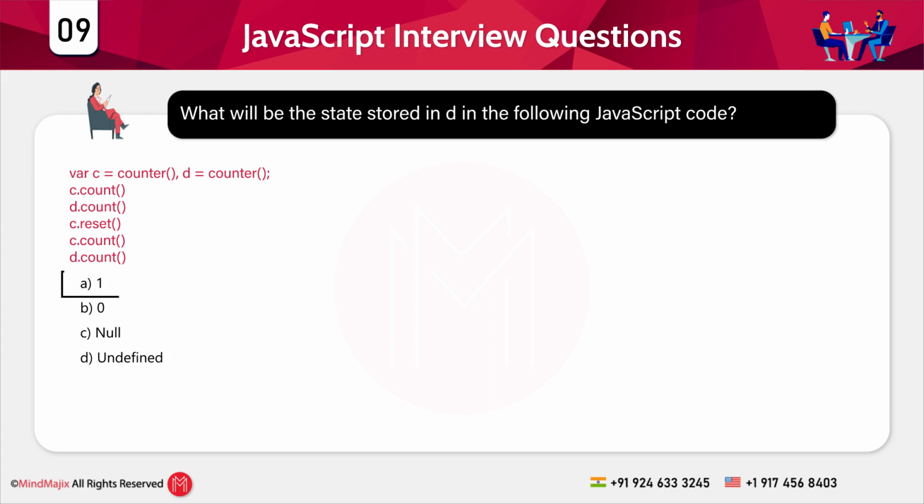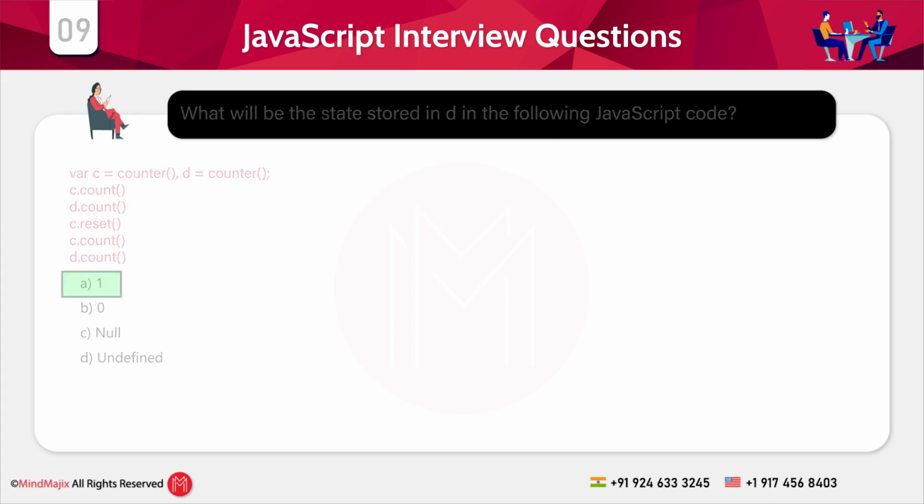So the answer is A, because the counter function increments the value of the variable by 1 each time d.count is called, and the reset function sets the value of the variable back to 0 because of c.reset. As d is incremented twice and the reset function is not called for d, therefore the value of d is 2.